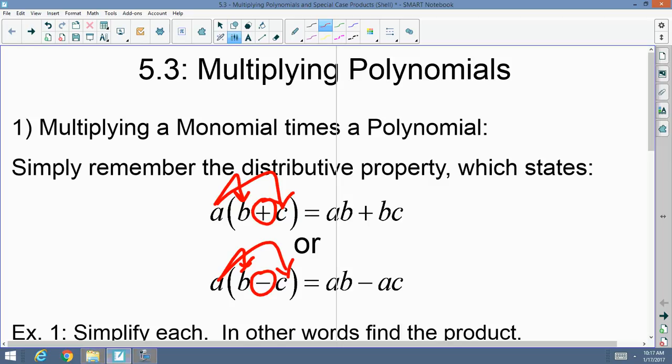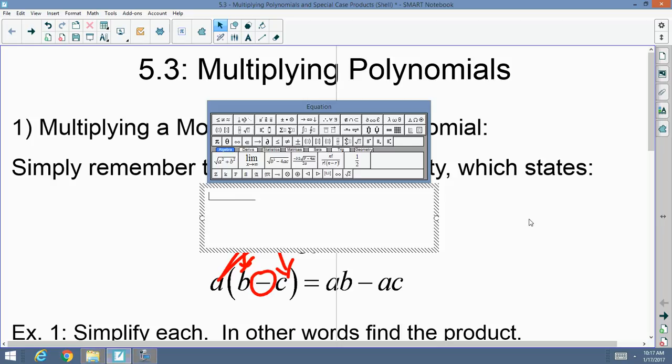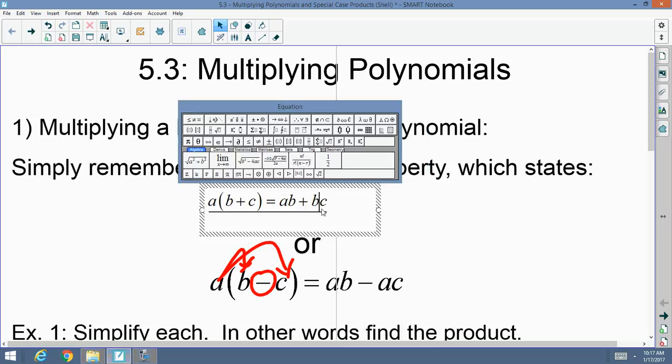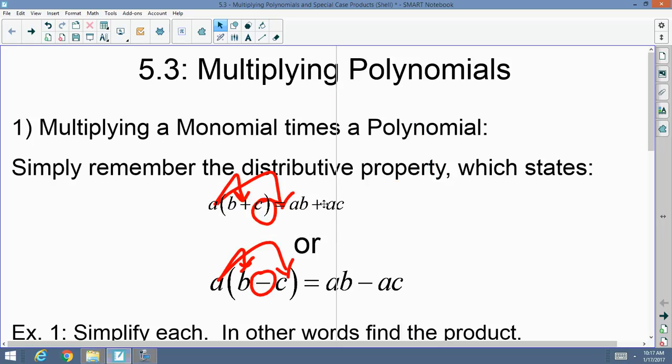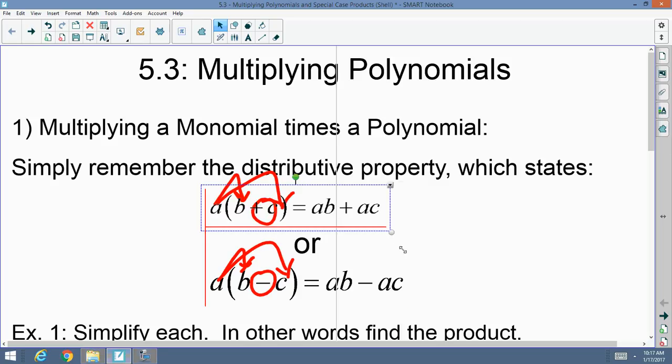Yes, sir. There is a little typo here. Yes, this should be an A. Thank you. I'll fix that right now. Thanks, kid. Thank you very much. Very, very good job. Way to go. Okay. Thank you, sir.